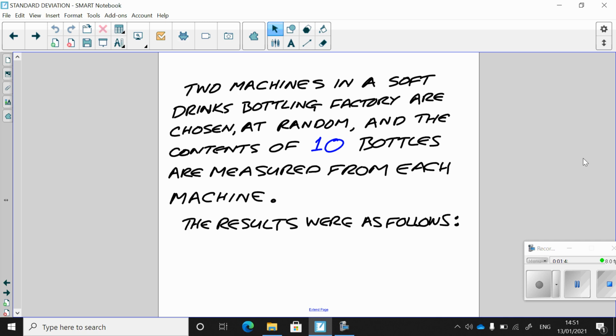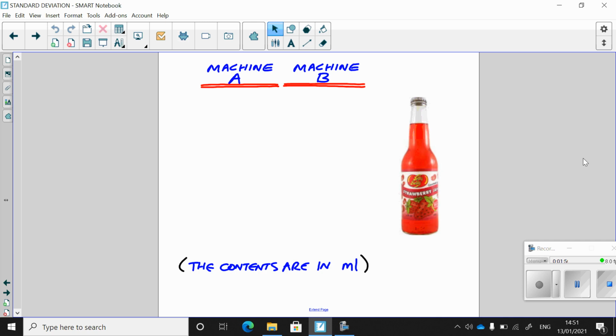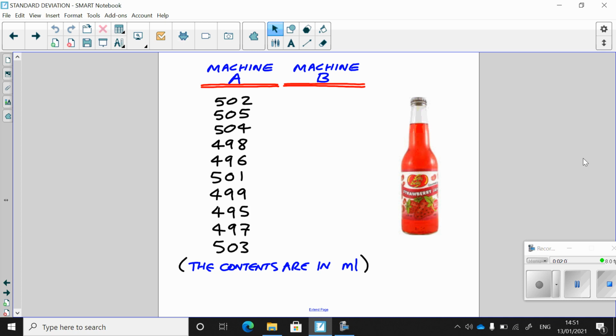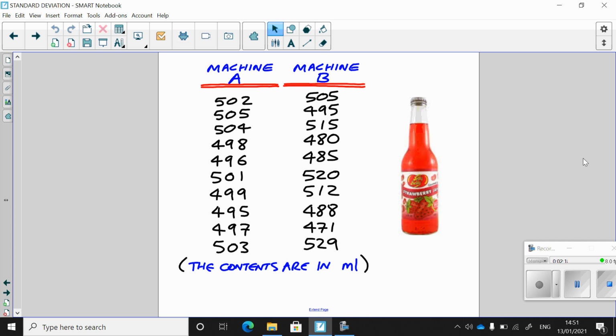So just for the sake of this example, I'm only using two machines, and I'm only taking a sample of 10 bottles of each and measuring the contents of the bottles. I'm calling them machine A and machine B, and the contents are in milliliters. From each machine, we've measured the sample volume. On the left hand side, we've got the values, to the nearest milliliter, and machine B likewise.